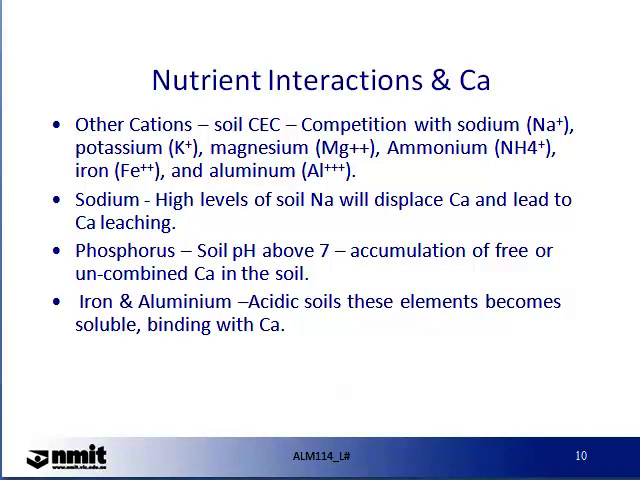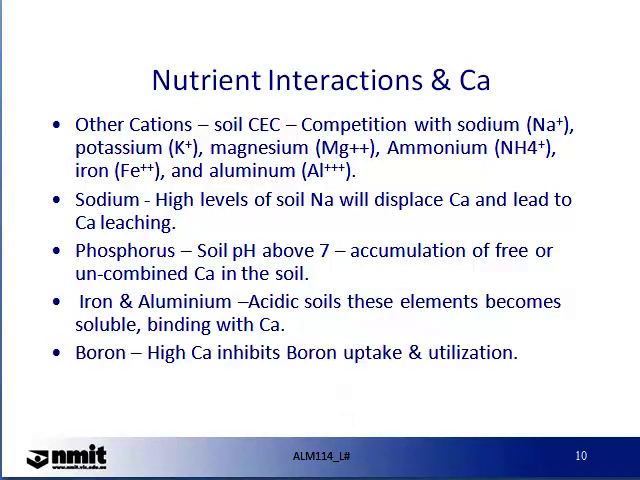As the pH of a soil decreases, more of these elements, iron and aluminium, become soluble and then are free to combine with phosphorus to form essentially insoluble compounds that are no longer available to the plant. And finally, calcium and boron interact to have negative implications on plant nutrition. High soil calcium inhibits boron uptake and utilization. Calcium sprays and soil applications have been effectively used to help detoxify boron over applications.